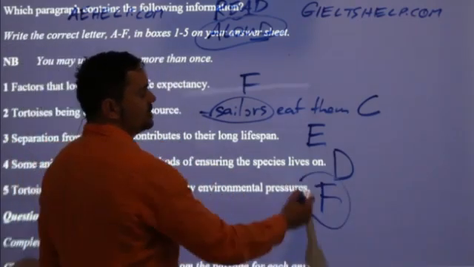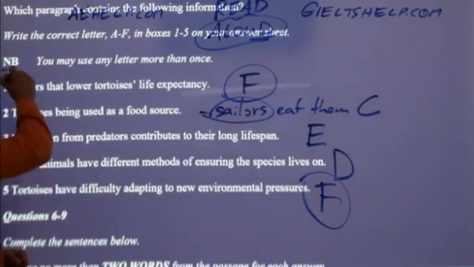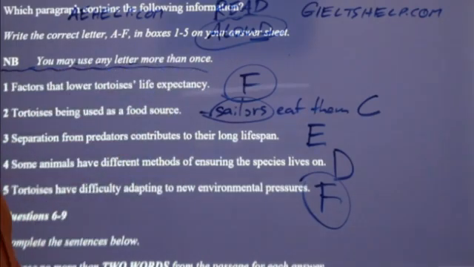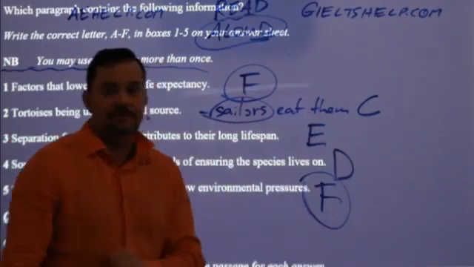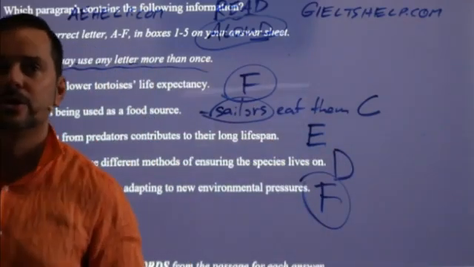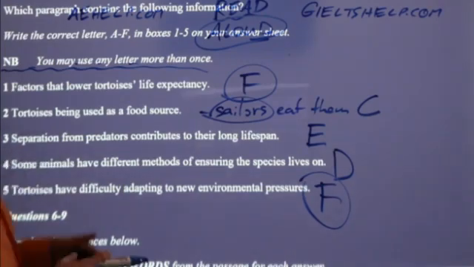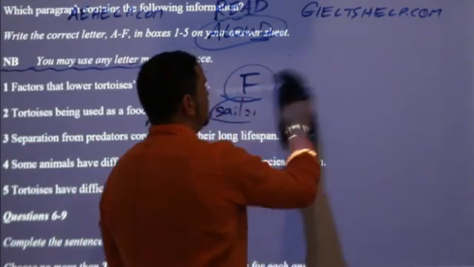Notice how F is used twice, okay? That will often happen with these kinds of questions. It tells you here. Note, by the way, you may use any letter more than once. So paragraph A and B were not in there, but paragraph F was there twice. So F, C, E, D, F. Okay, those were the correct answers. F, C, E, D, and F. All right, students, we're doing pretty good. Let's keep moving forward.